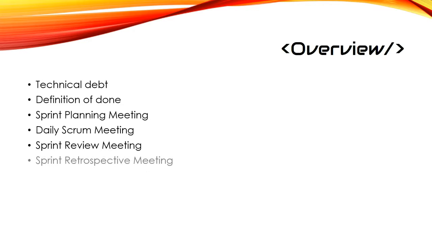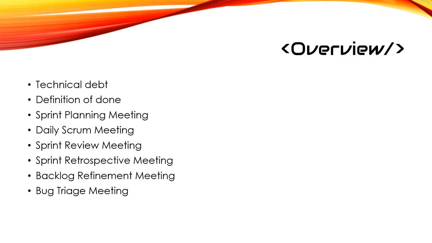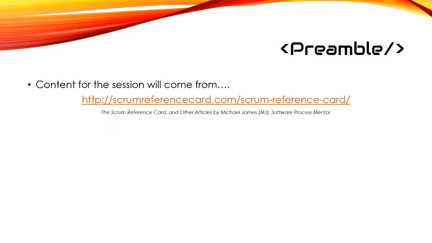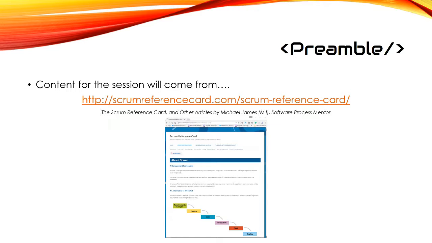These are the things that we will be learning in our video, such as technical debt, definition of done, sprint planning meeting, daily Scrum meeting, sprint review meeting, sprint retrospective meeting, backlog refinement meeting, and bug triage meeting. Content for this session will come from the Scrum reference card, and this is what the site looks like.